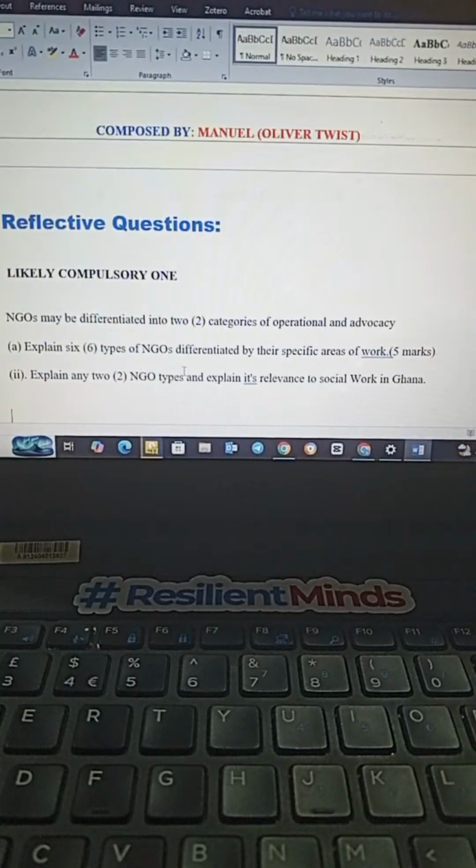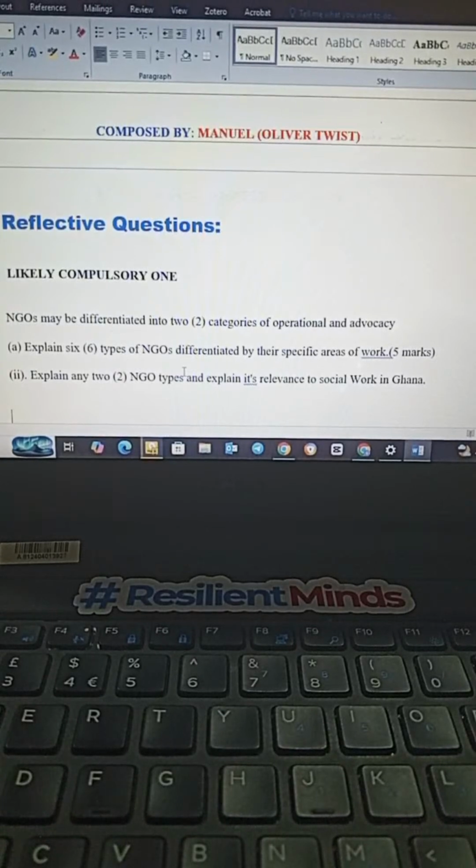Number 1 says that NGOs may be differentiated into 2 categories: operational and advocacy. So when it comes to NGO development, they may be categorized into 2 main forms. We have ones that are operational and others that are into advocacy. So we have some NGOs that are operational in nature, and some other NGOs are into advocacy. This is just a preamble.